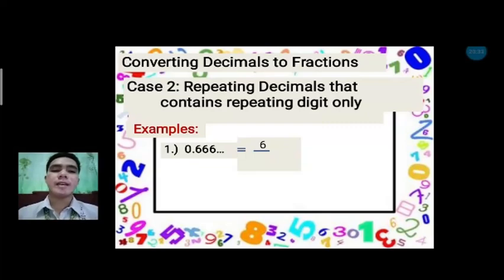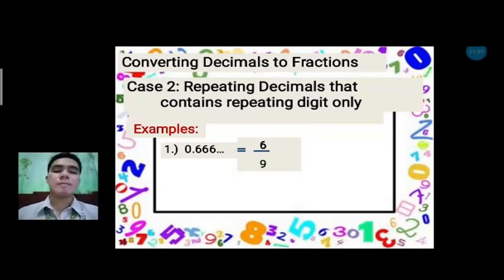Take note that the denominator will be 9, but the number of 9s should depend on the number of repeating digits. How many repeating digits do we have? We only have one repeating digit, that is 6. Therefore, the number of 9s in the denominator is also 1. So we have 6 over 9.